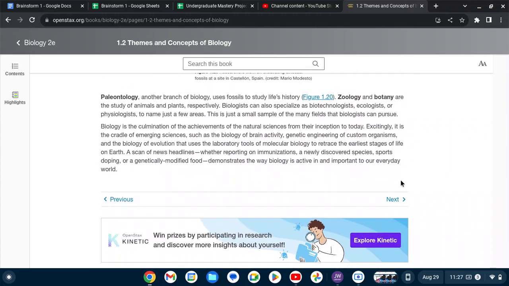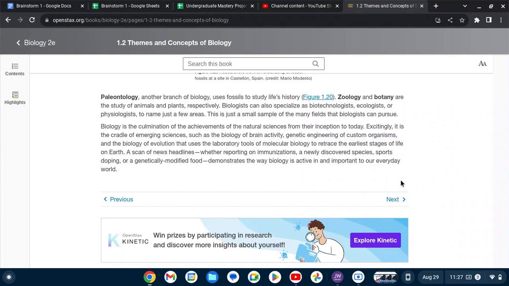Paleontology, another branch of biology, uses fossils to study life's history. Zoology and botany are the study of animals and plants, respectively. Biologists can also specialize as biotechnologists, ecologists, or physiologists, to name just a few areas. This is just a small sample of the many fields that biologists can pursue.